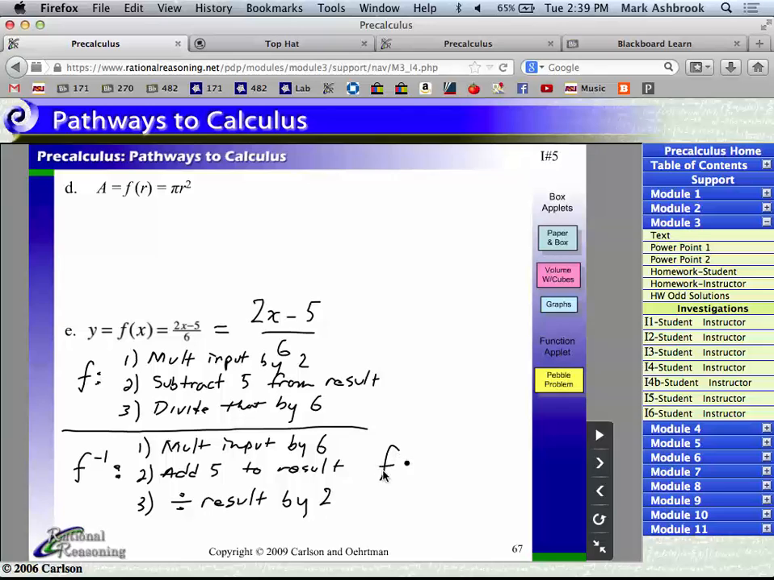So now we're just ready to write that out. F inverse of x equals, so we've got x. What's the first thing you do to it? Multiply by 6. Then add 5. Then divide by 2. There's the inverse of f.